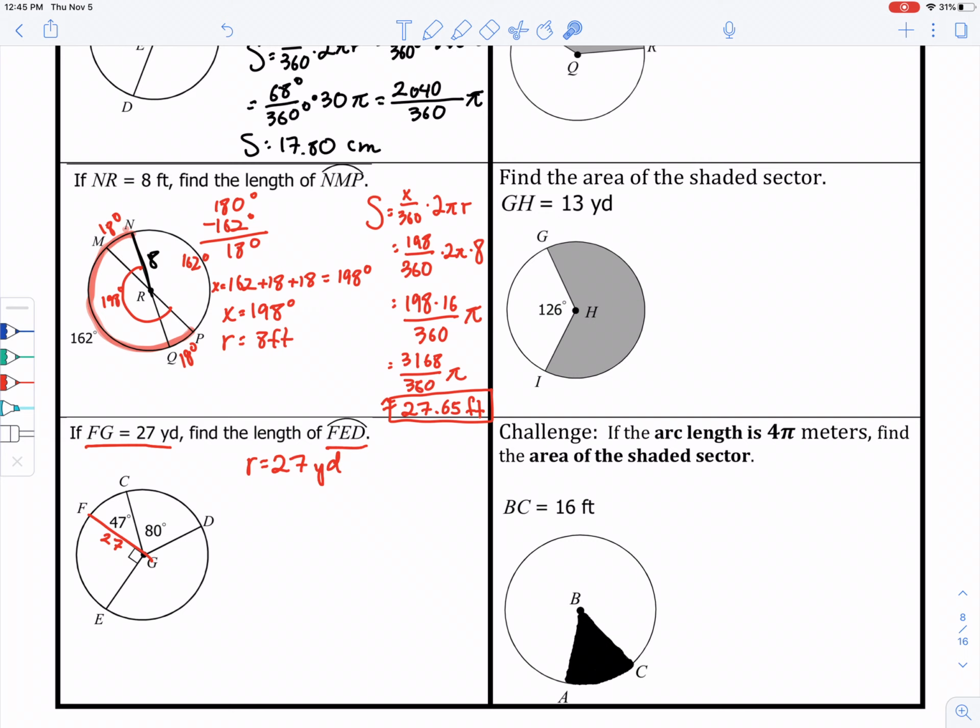Alright, so let's go ahead and find that. We have 47, 80, and we also have a 90-degree angle here. And that leaves this big chunk here that's missing. But that can be found easily with 360 because an entire circle adds up to 360. So I'm going to take 90 plus 47 plus 80. I'm going to add all those together and then subtract it from 360.